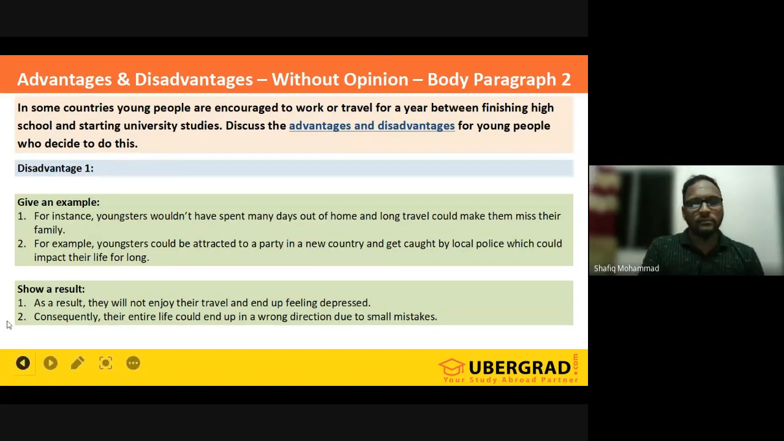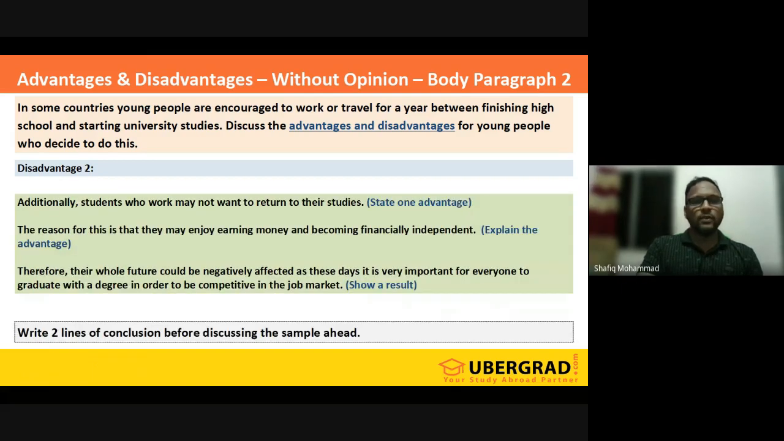And the result is, as a result, they would not enjoy their travel and end up feeling depressed. So for this he's talking about the result. And then consequently their entire life could end up in a wrong direction due to a small mistake. So this second one is giving the result. Okay, so next, disadvantage two. Additionally, so another cohesive device is used. Additionally, or moreover, you can say that too. In addition, additionally, moreover, these are all cohesive devices again.